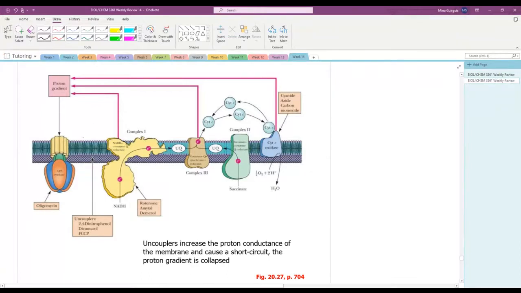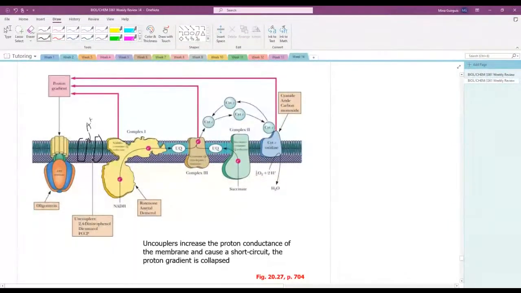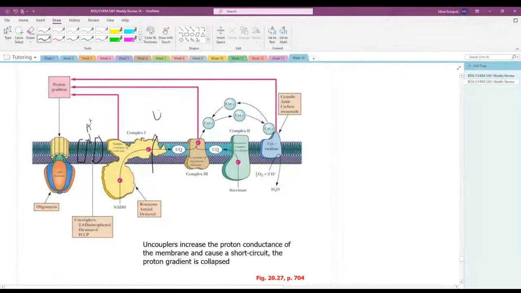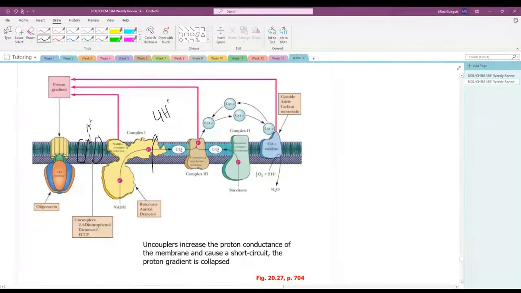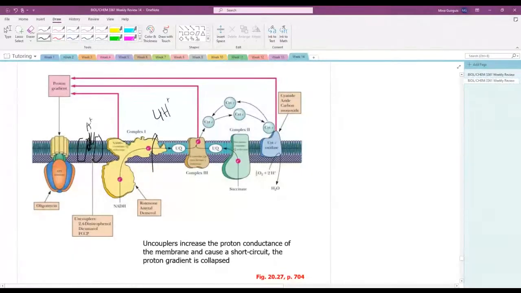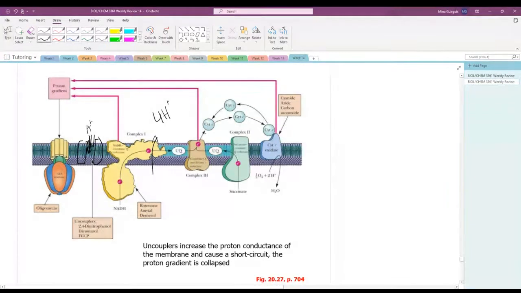Uncouplers just naturally increase how many protons can transfer. Generally speaking, we have a few pores or proton channels where H plus can go back through. Ultimately, these guys are pushing through 4 protons at a time, and so it's a little bit faster, and they're what are keeping up the proton gradient. However, uncouplers speed this process up significantly. They increase the proton conductance of the membrane, and so they cause a short circuit. They cause the proton gradient to collapse.